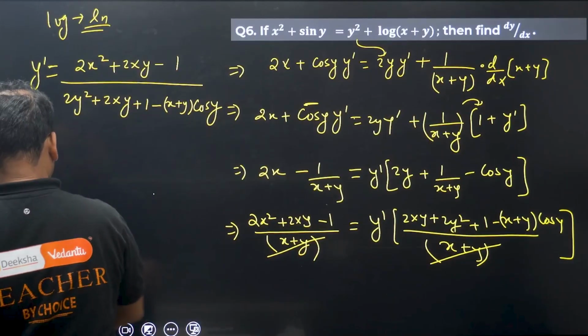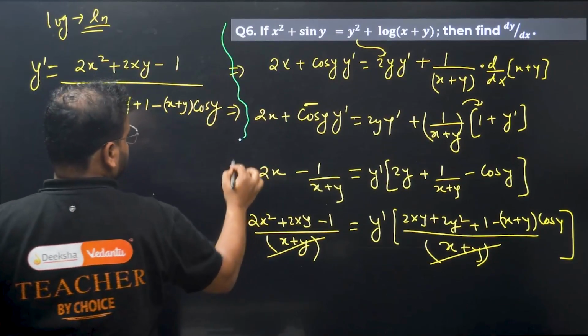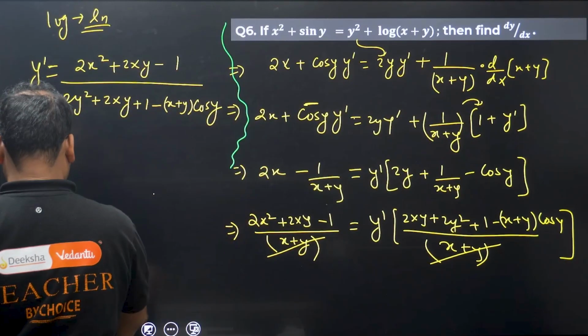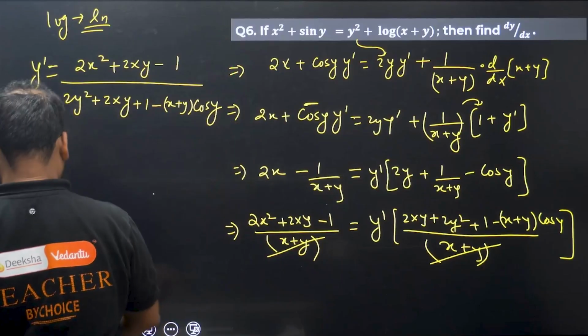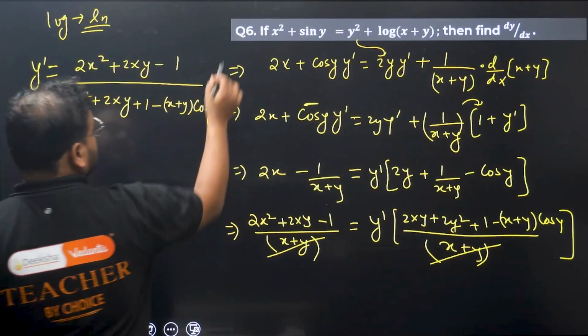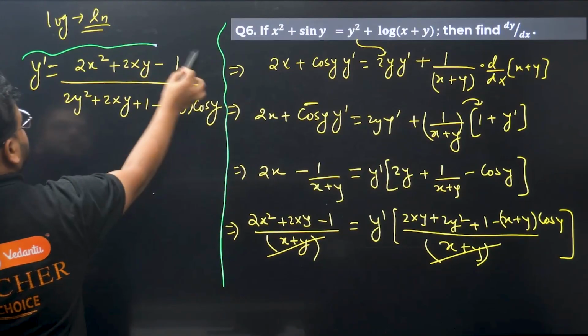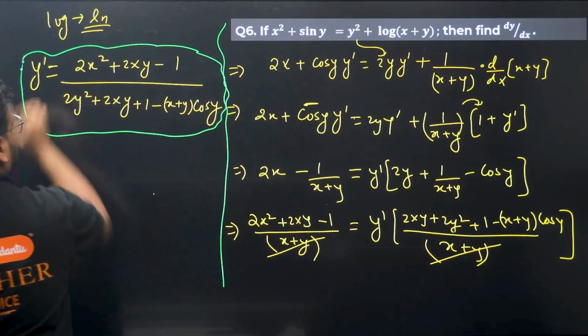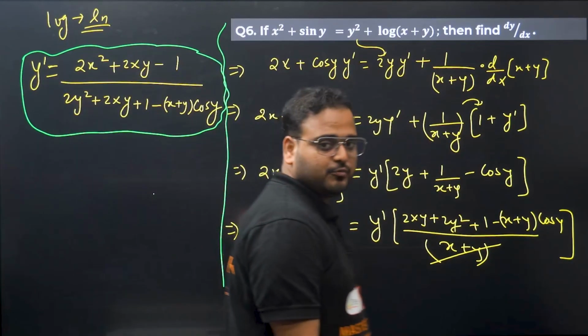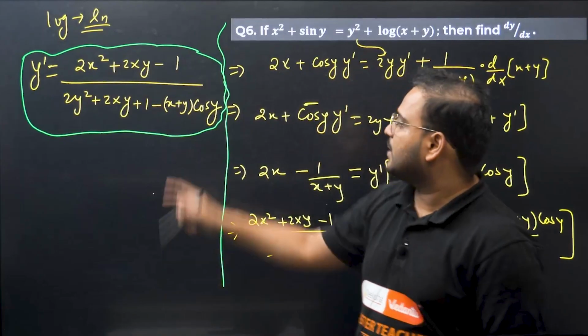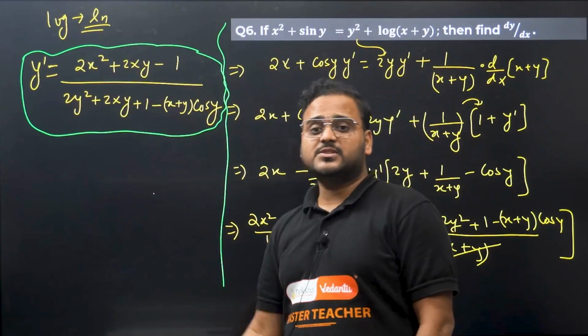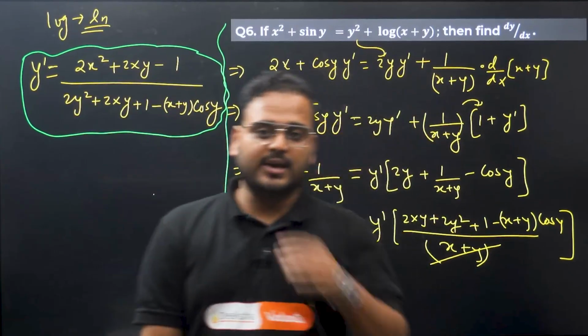Okay, 1 second guys, let me make it separate column over here. That's a final answer. Please check. 2x square plus 2xy minus 1 in the numerator and 2xy square plus 2xy plus 1 minus x plus y times of cos y is my final answer.